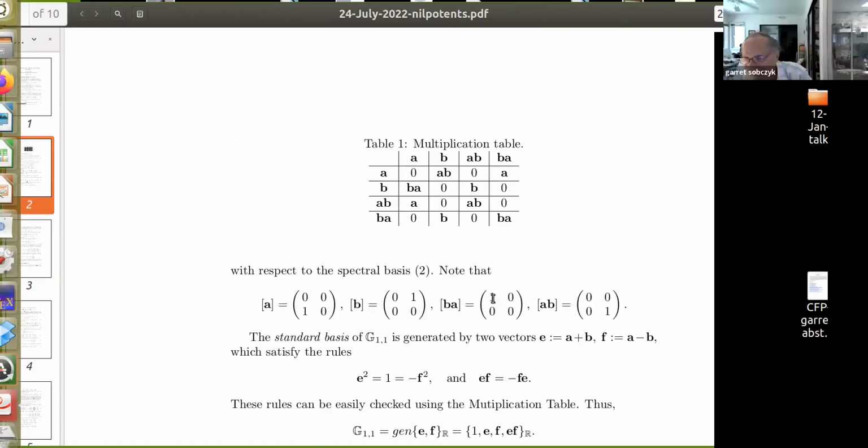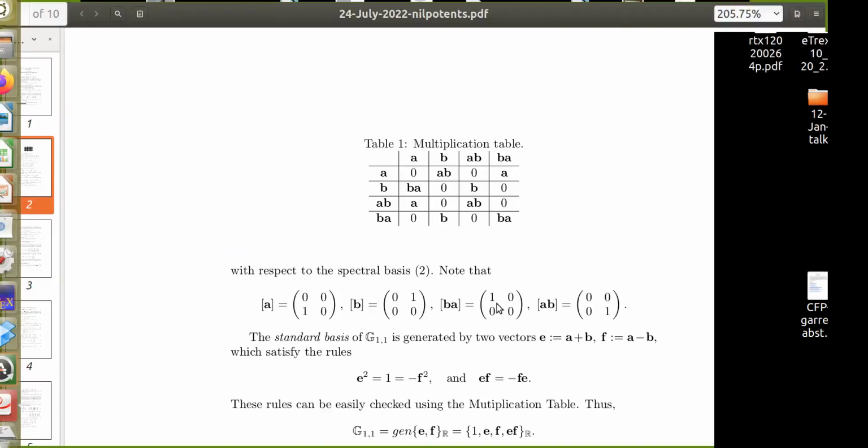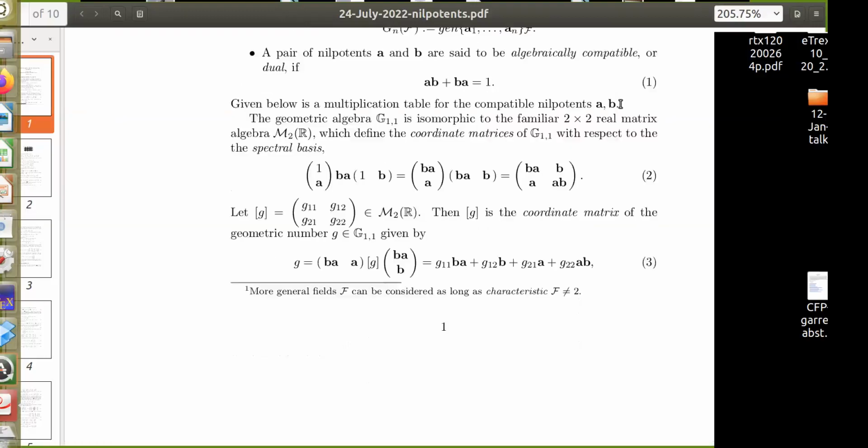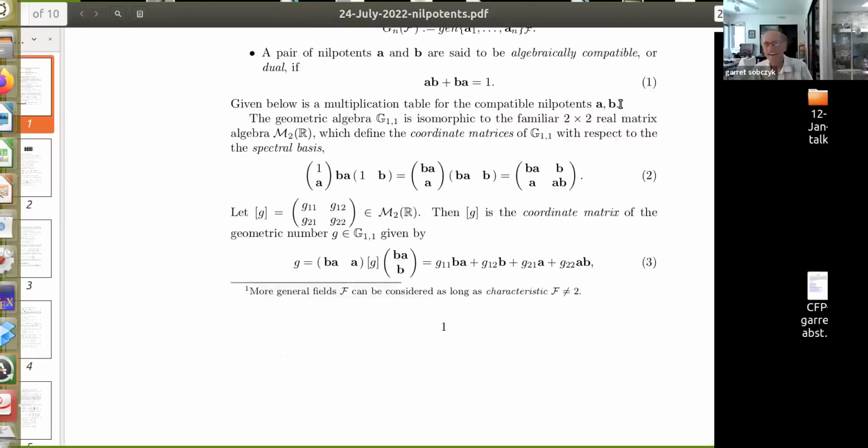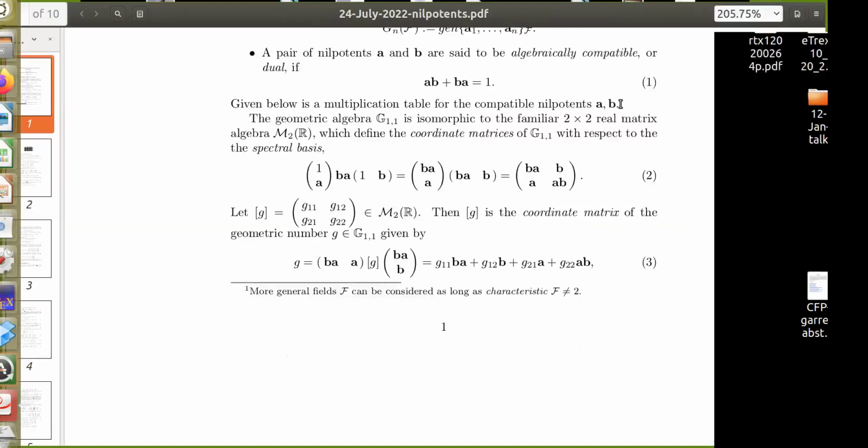This looks very clear, but what didn't seem clear to me is your immediate reference to number 2 as being a basis, as being a spectral basis. When I look at 2, I don't. You state with respect to the spectral basis, and it's as if I should understand immediately that this is a basis, and I don't.